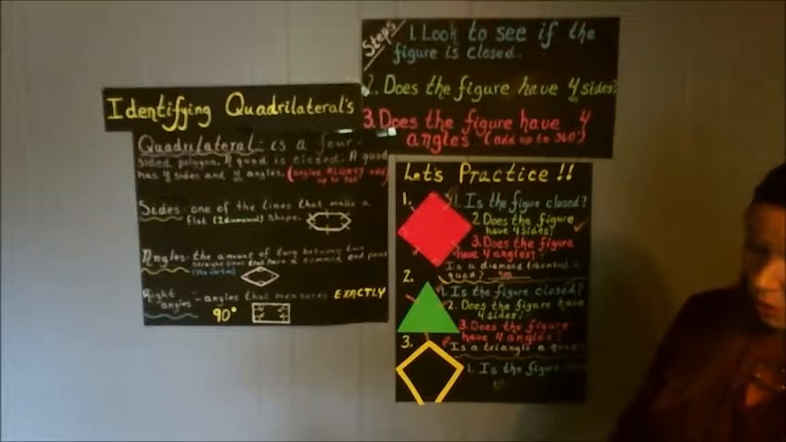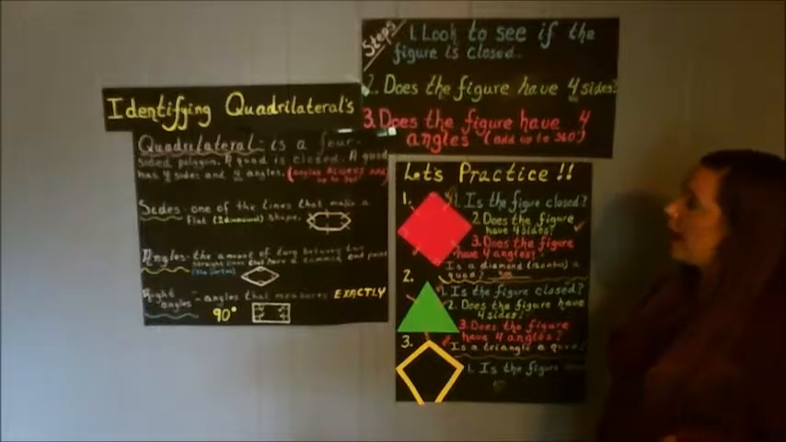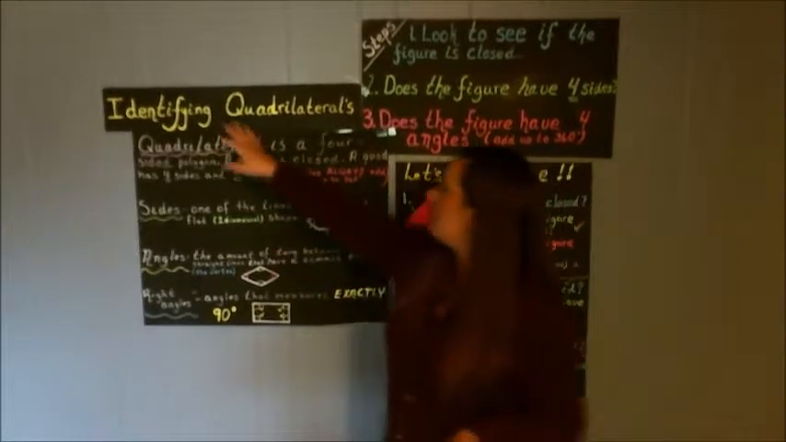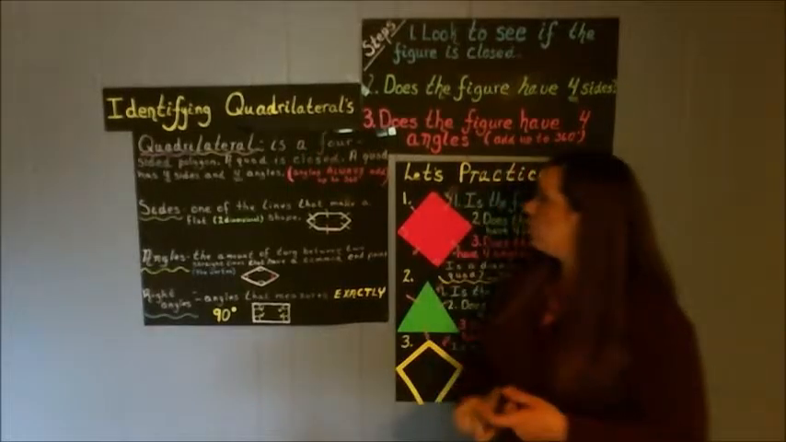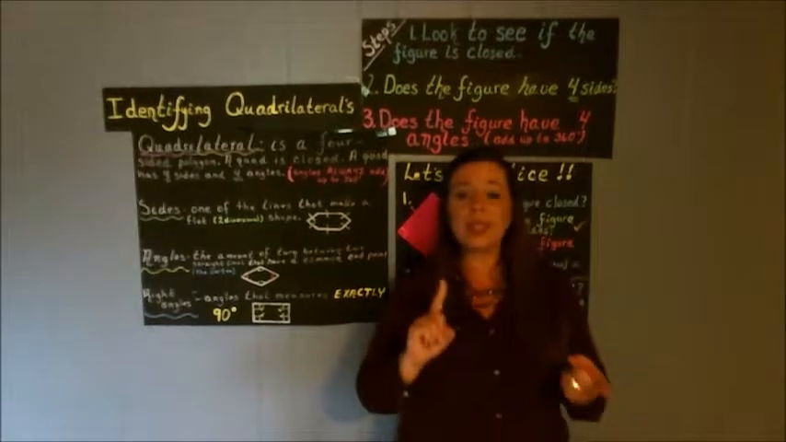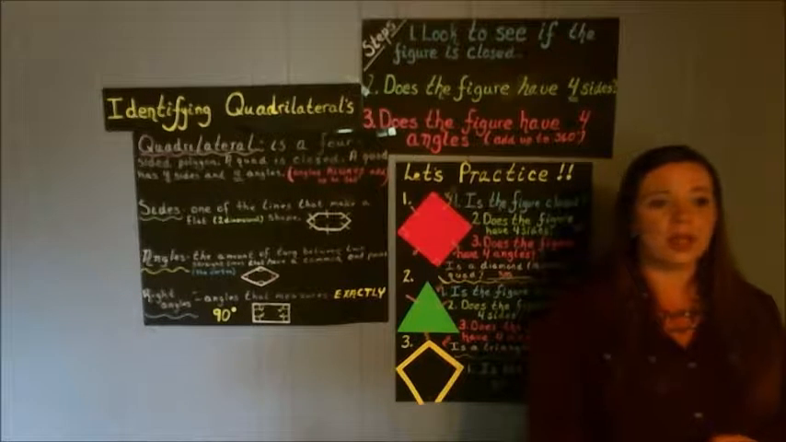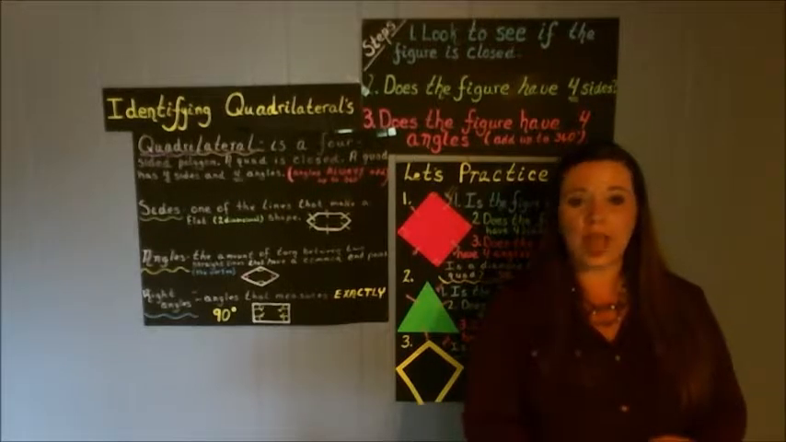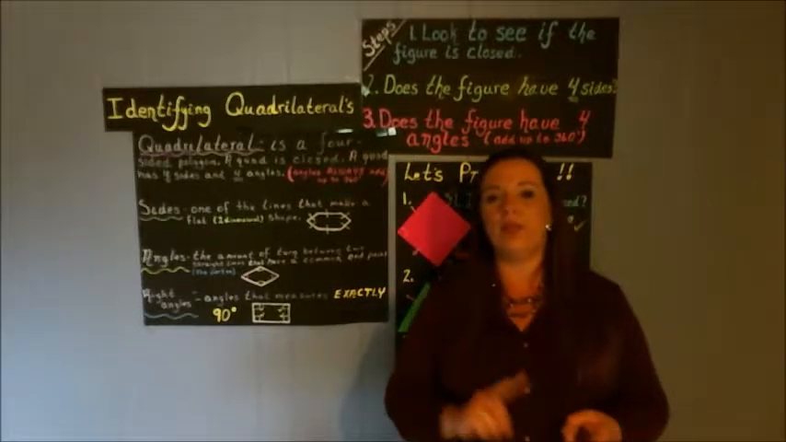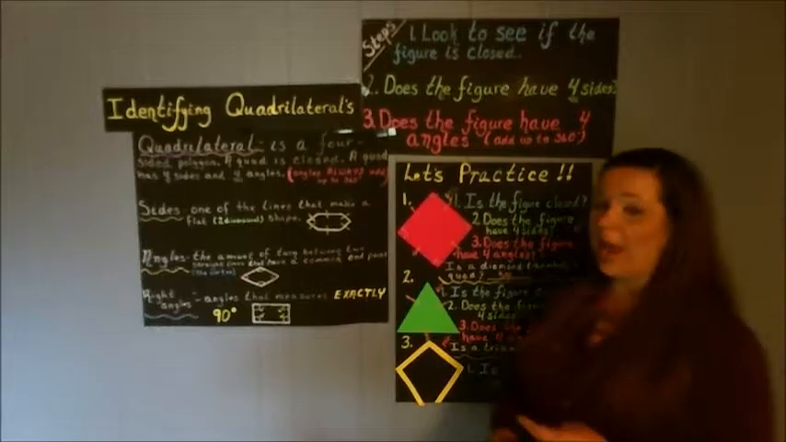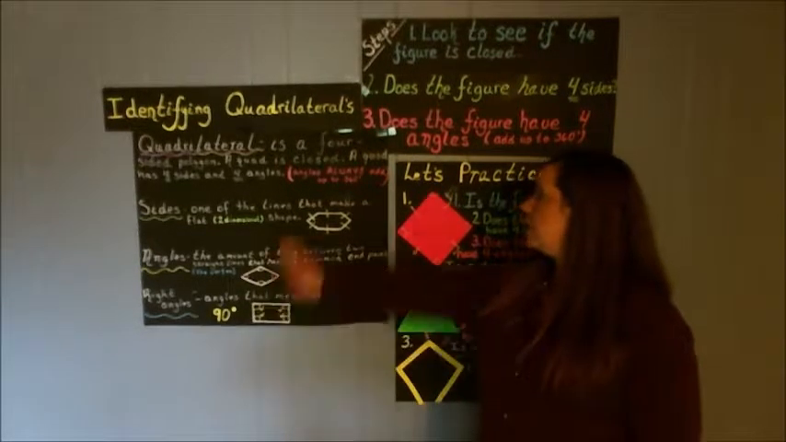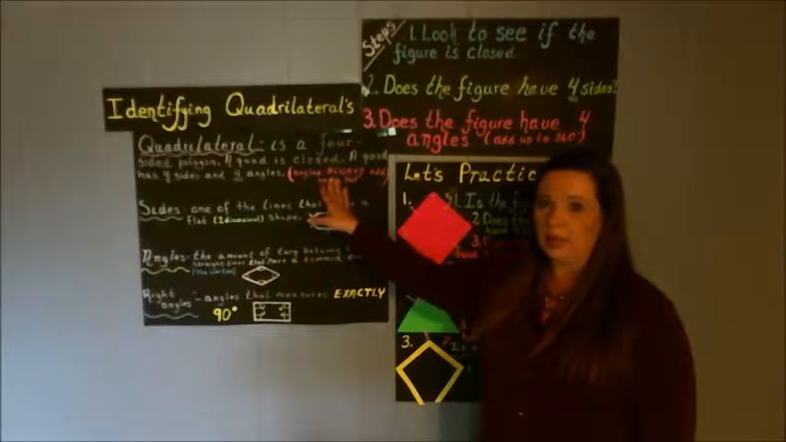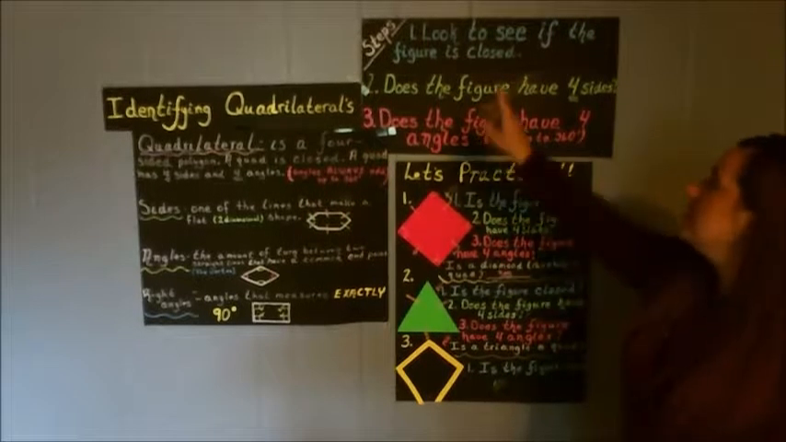Okay, so today we learned about how to identify a quadrilateral, okay? A quadrilateral is a 4-sided polygon. It has to be closed. The figure has to have 4 sides, and the figure has to have 4 angles. The angles always add up to 360, okay?